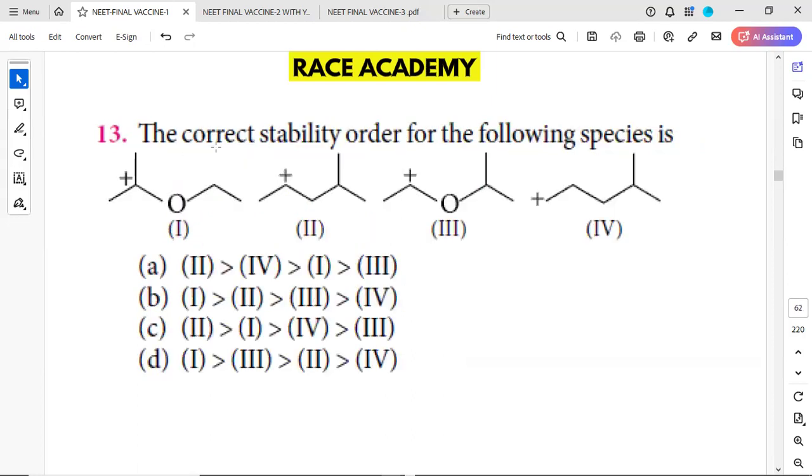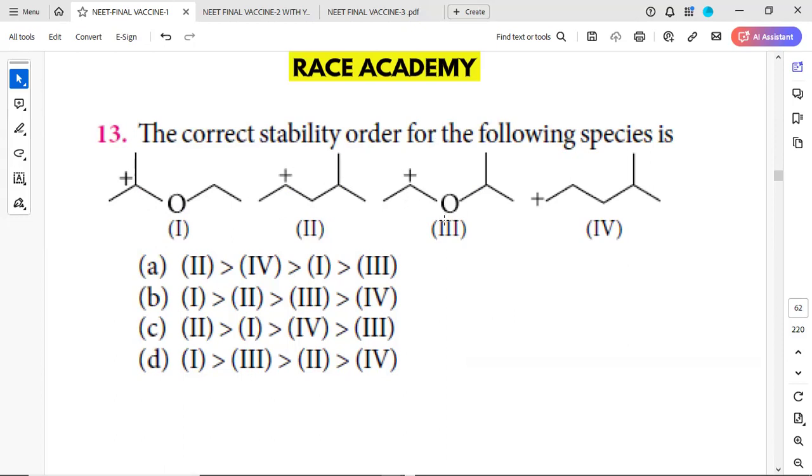Next, 13th question. The correct stability order of the following species is... If you carefully observe this question, all of them are carbocations. Options Roman 1 to Roman 4 all have positive charges. But one point is very clear: the first one, the carbocation, is stabilized by positive resonance effect, with two CH3 groups in the first case. Whereas in the second case, the positive effect of the CH3 group and the other groups stabilizes it less. Whenever the stability is caused by the methyl groups only, that is the plus R effect.